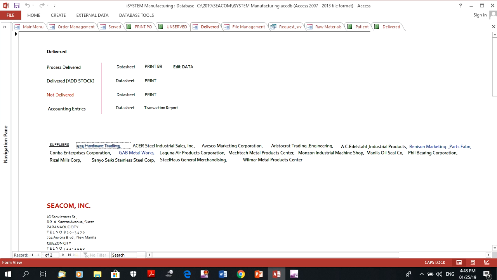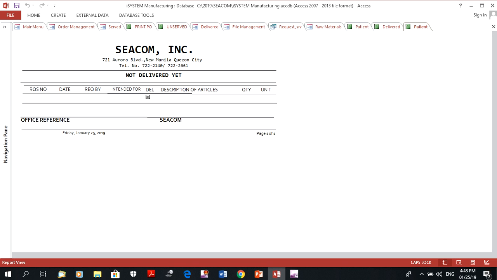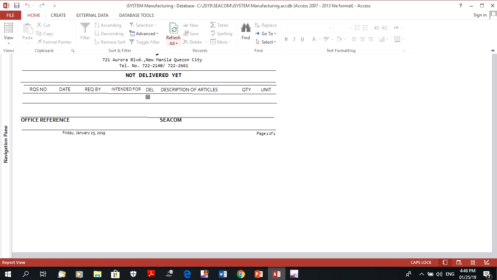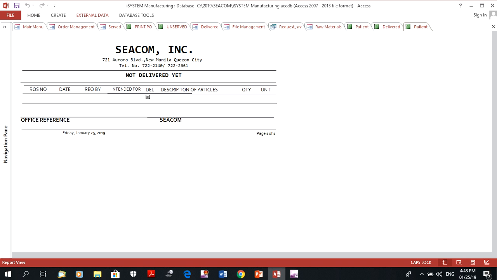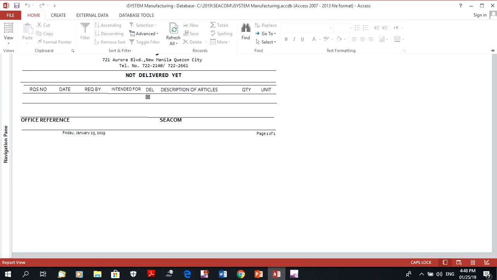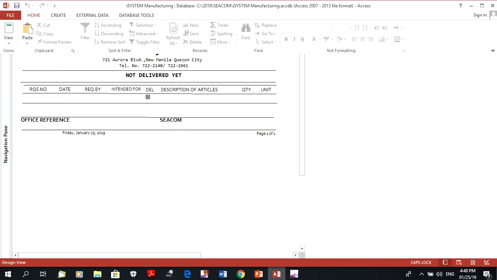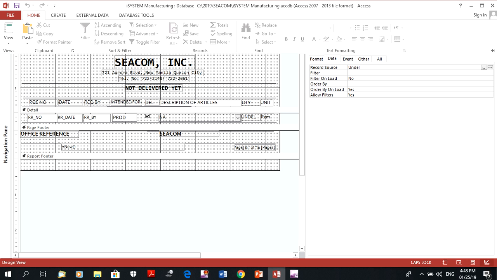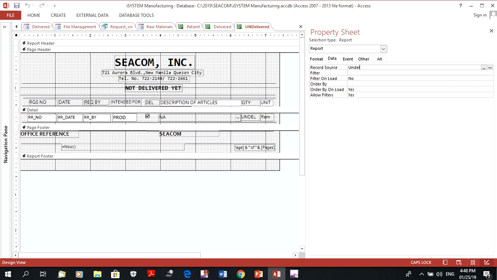you can print your BR and you can print your delivered stock. Okay, how about this not delivered? Where did this come from? So let's review that. You see your file over here? That's undelivered. That's the undel file. That's your data. So in summary, it's so easy.